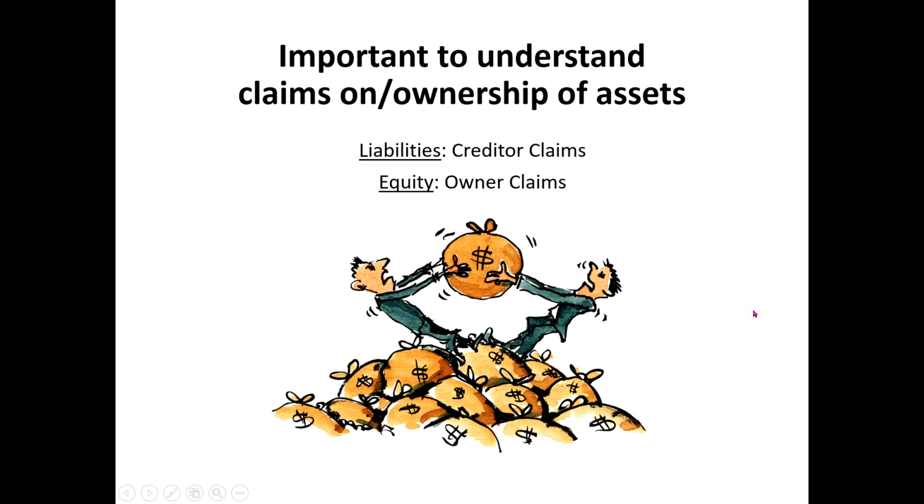Now, in accounting, it's important to understand the claims on a business's assets, or the ownership of the assets. When amounts are borrowed by a business, liabilities arise, and these represent creditor claims on a business's assets. And a creditor, of course, is someone or an organization that you owe money to. Equity represents an owner's claims on the business's assets.